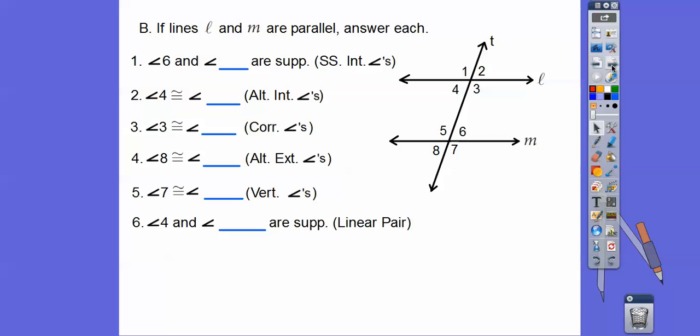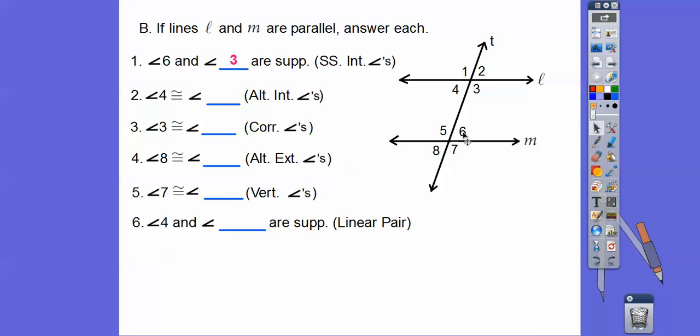So here we go. We have lines L and M are parallel. This is from the last lesson. When the lines are parallel, all the stuff happens. It says 6 and blank are supplementary, same-sided interior angles. These are on the same side and they're inside the parallel lines. So 6 and 3 are supplementary. 4 and blank are alternate interior angles, and they're congruent. 4 and 6 are on alternating sides of the transversal, and they're congruent.